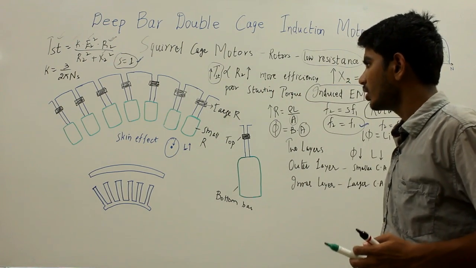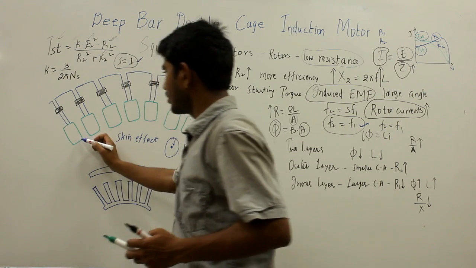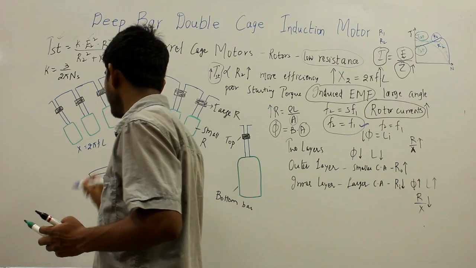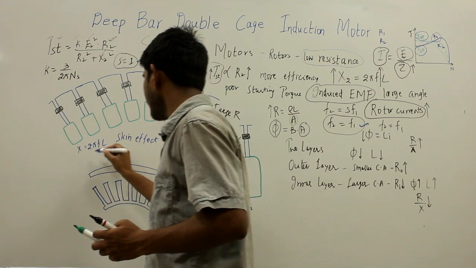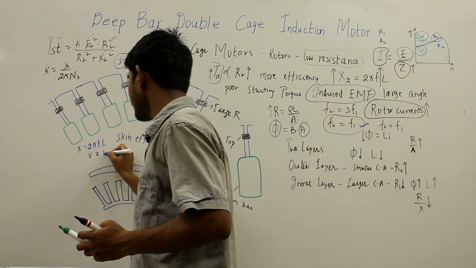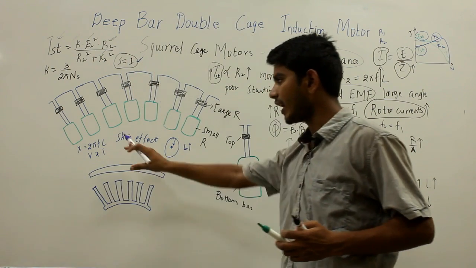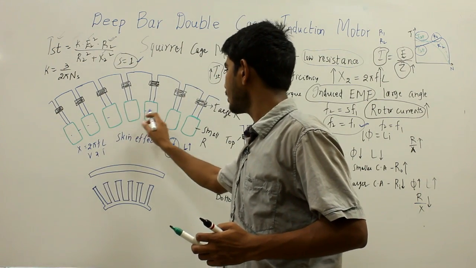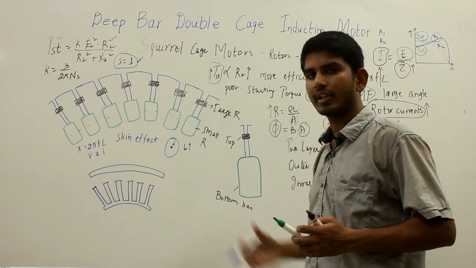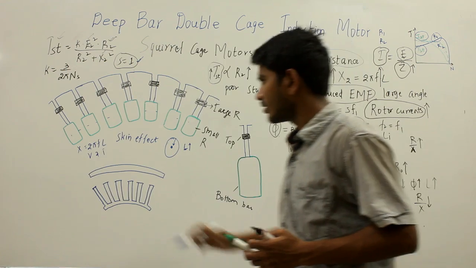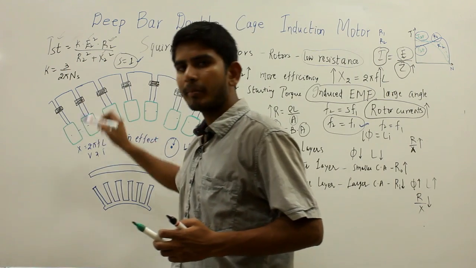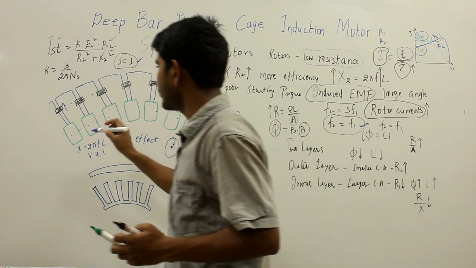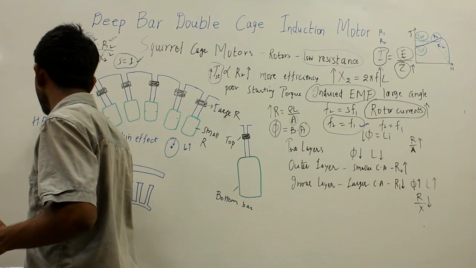Now similarly here also, the deep bars or the inner bars will have the higher inductance, that is higher inductive reactance X is equal to 2 pi FL, due to the skin effect caused by the alternating quantities, that is the voltage and the current. Due to this skin effect, these inner bars or deep bars will have high inductive reactance, and the current tries to choose the outer path, and these outer bars, which are short circuited bars, will have high resistance.